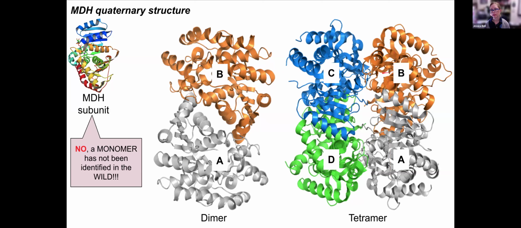And so you have a BC/AD interface that you can think about, as well as, although there are few, some interactions across the AC and the BD interfaces that can be thought of as stabilizing some of these interactions.